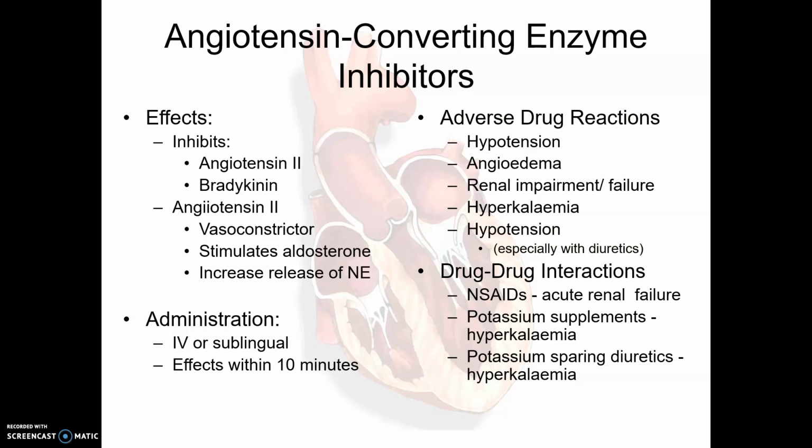Certain drugs interact with ACE inhibitors, such as NSAIDs, which can exacerbate acute renal failure when used in conjunction with ACE inhibitors. Potassium supplements and potassium sparing diuretics, when used with ACE inhibitors, may produce hyperkalemia in the patient.